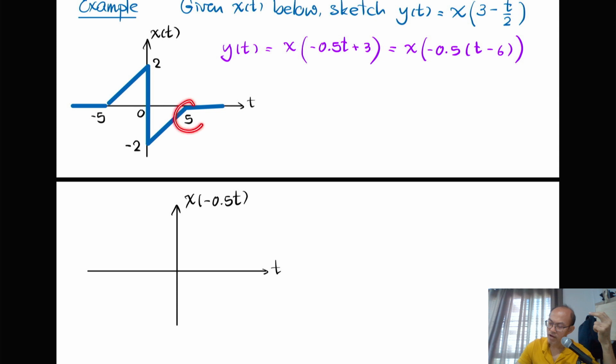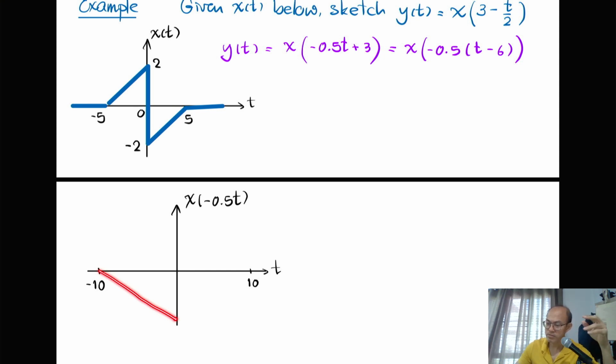Now 5 here would have to be divided by minus 0.5, and after we do that we get minus 10. So this is minus 10, and minus 5 divided by minus 0.5 is 10. So this is 10, right? And then this graph would have to be here. It will look like this because we have to flip it around.